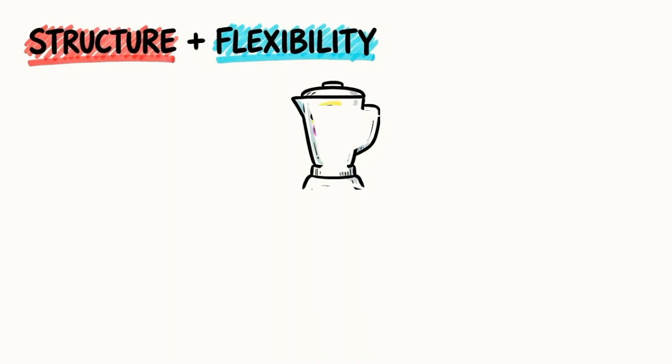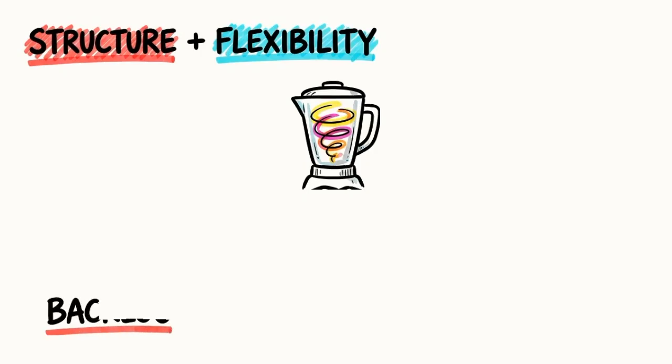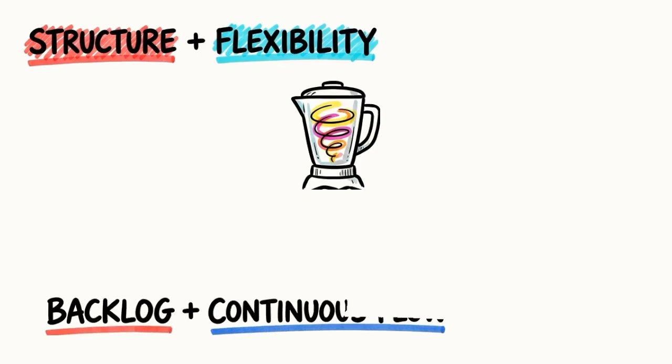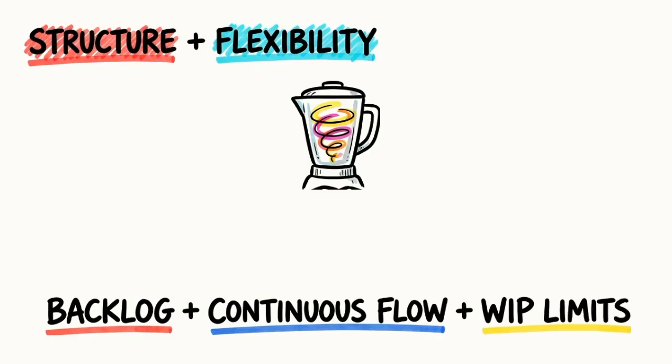That's where Scrumban comes in. Scrumban combines the structure of Scrum with the flow of Kanban. It doesn't throw either approach away. Instead, it blends them in a practical way. You still have a backlog. You still care about improvement, but work flows continuously and work in progress limits protect the team from overload.